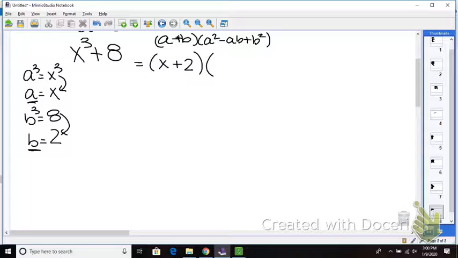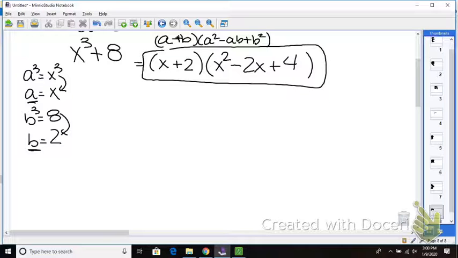And then if a is x, what is a squared going to be? X squared. And then minus a times b would be x times 2, which is 2x. And then what am I going to put for b squared? 4. 2 times 2 is 4. And this is your answer. All you have to do is fill in the pattern.